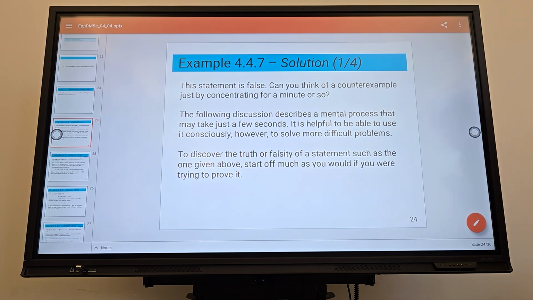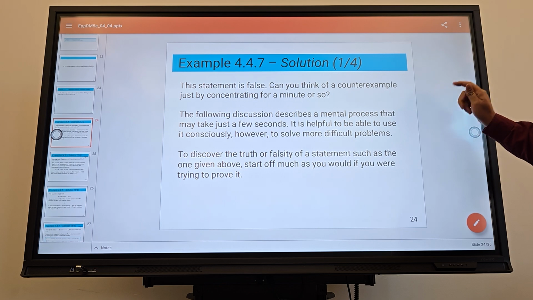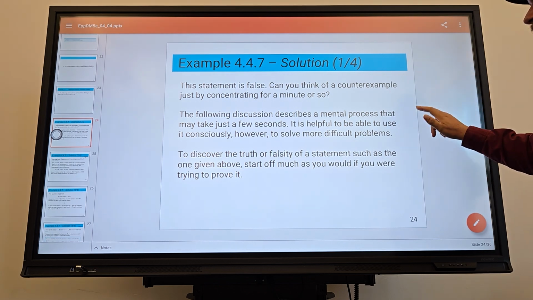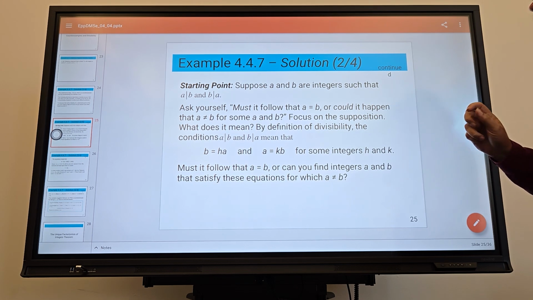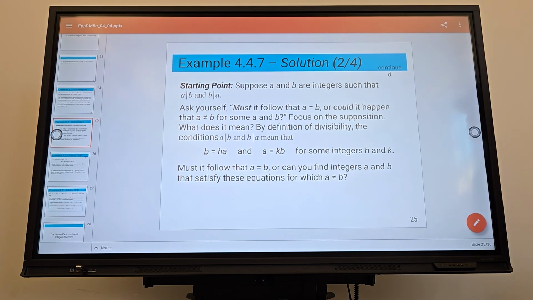The following discussion describes a mental process that may take just a few seconds. It is helpful to be able to use it consciously, however, to solve more difficult problems. Start off as if you were trying to prove it. So, suppose a and b are integers such that a divides b and b divides a. Must it follow that a equals b, or could it happen that a and b are not equal for some a and b? Focus on the supposition.